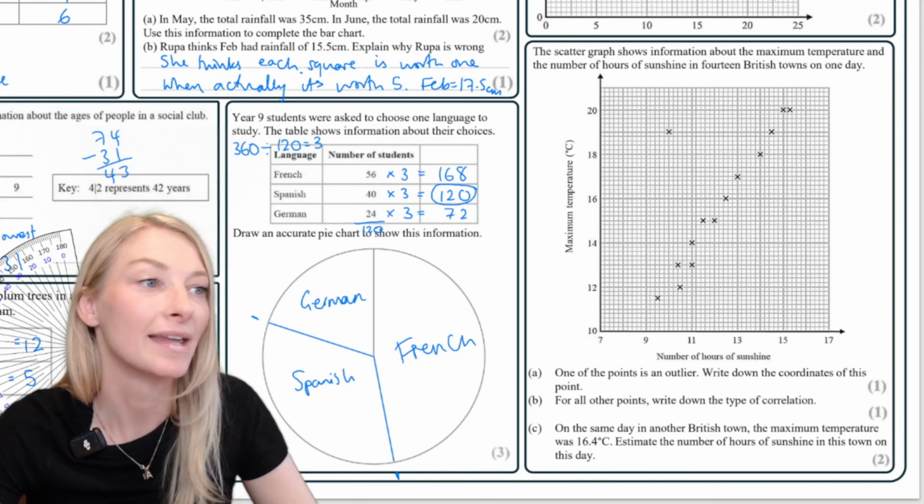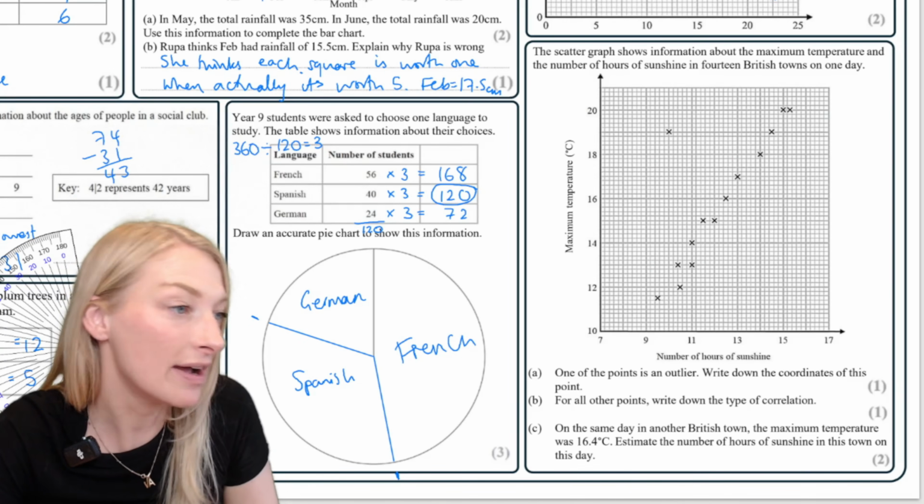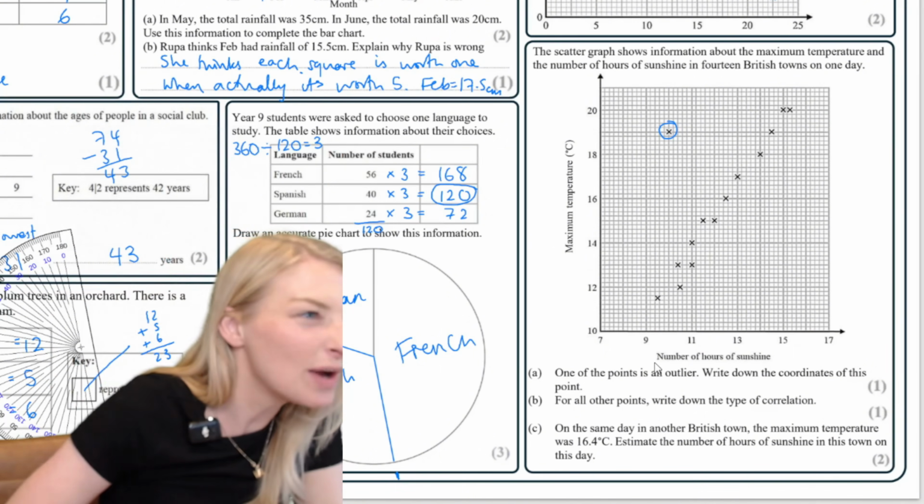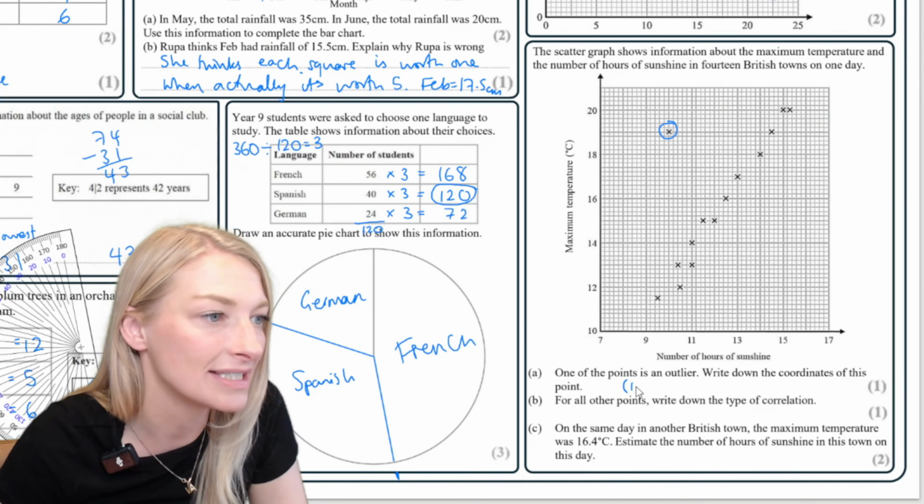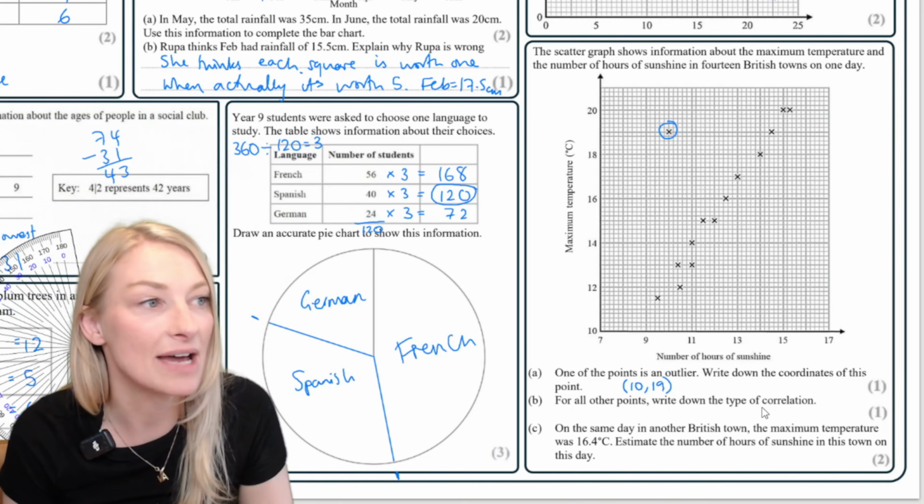So there we go. And last question here is our scatter graph. One of the points is an outlier. Write down the coordinates of this point. Well, that is going to be this point here. And I would say that's going to be at 10, 19. For all the other points, write down the type of correlation.